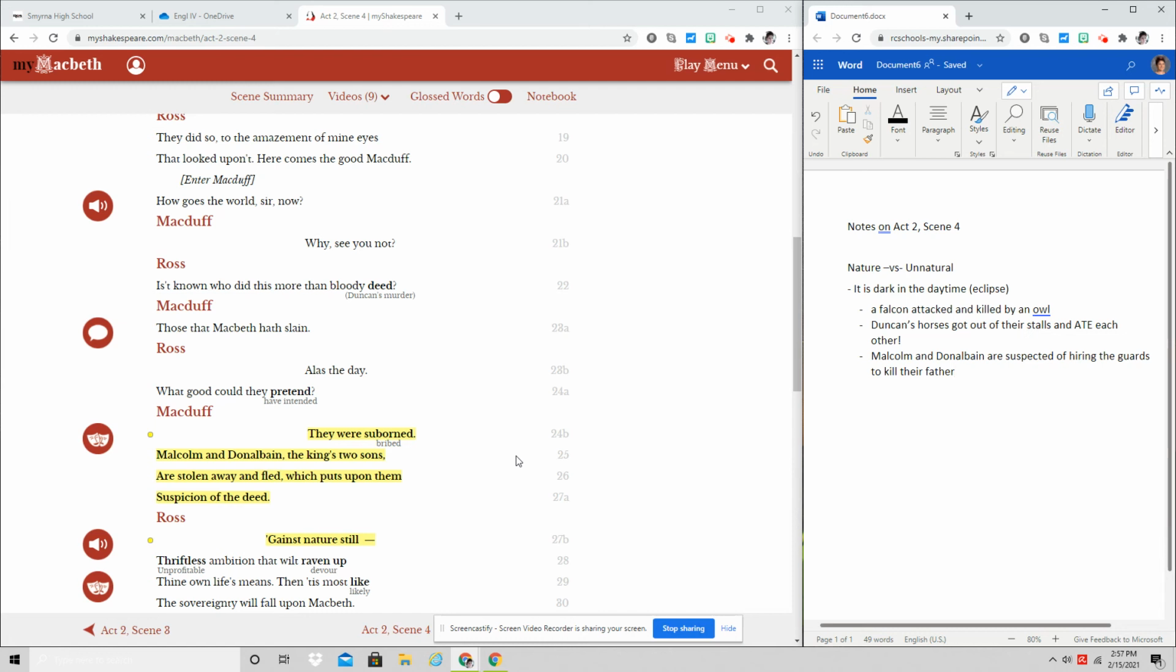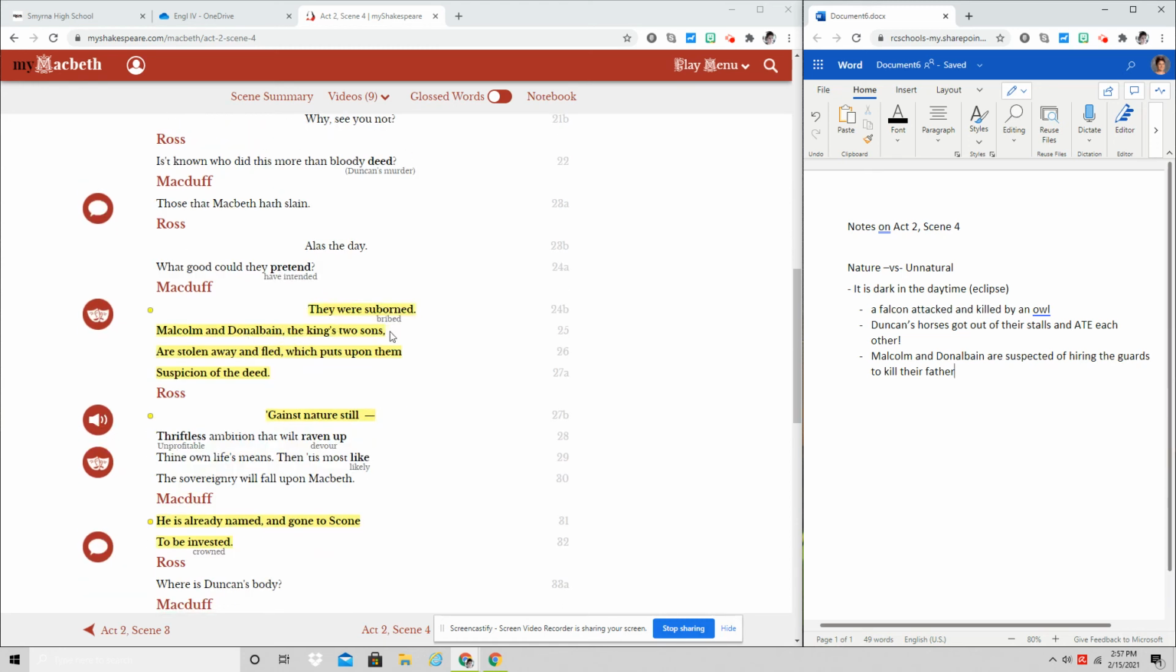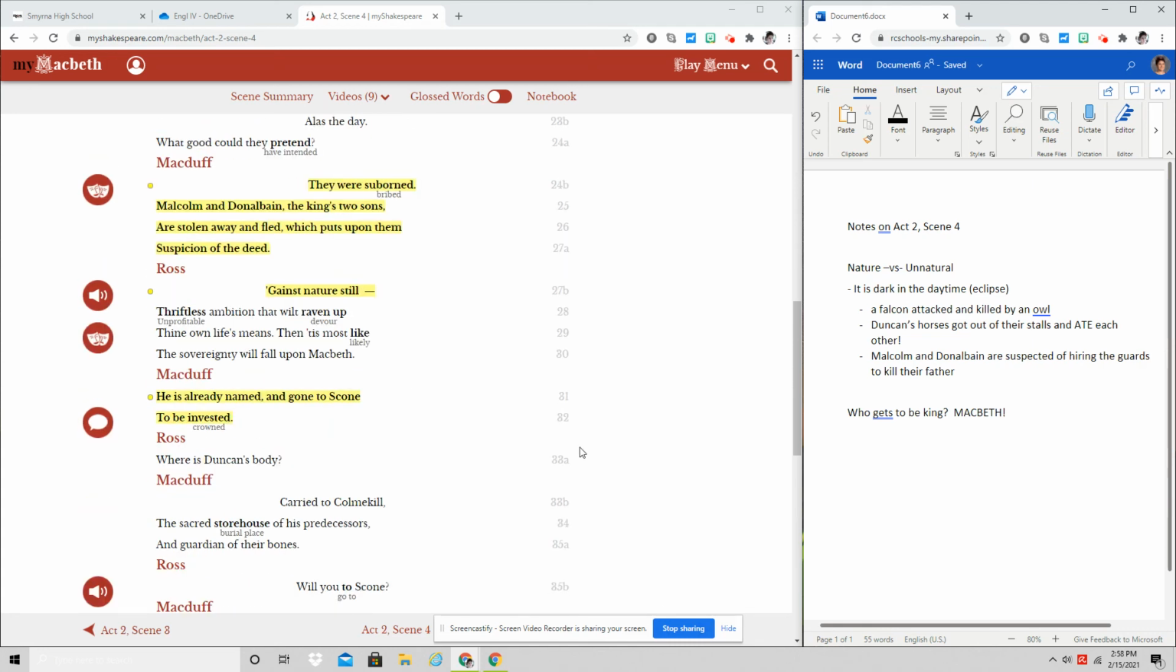the death of Duncan. And I kept this up here under nature and unnatural because as soon as Macduff says we think that the king's sons killed him, Ross says, well, that goes against nature still. What could be more unnatural than killing your own father? And then we turn in the direction of, well, who gets to be king since Malcolm has run away? Why, Macbeth, of course. And he will be crowned at Scone, or Scoon, as Macduff says in his accent.